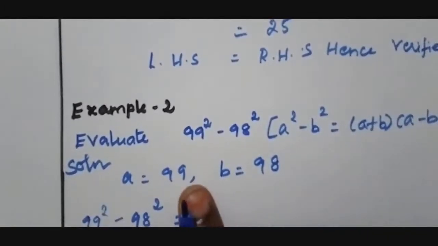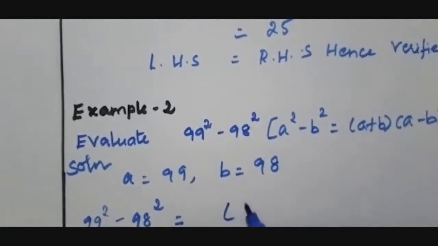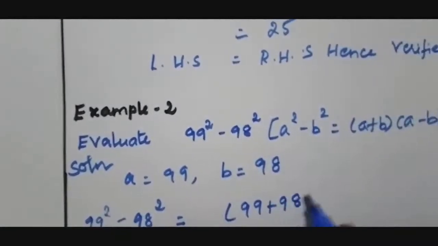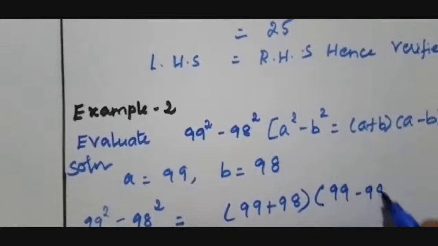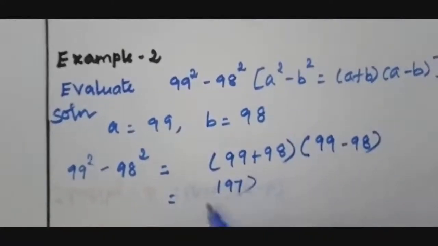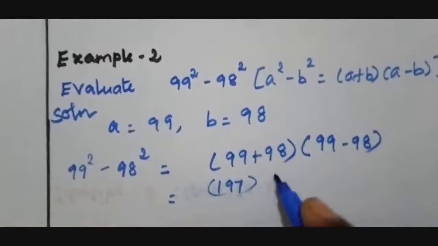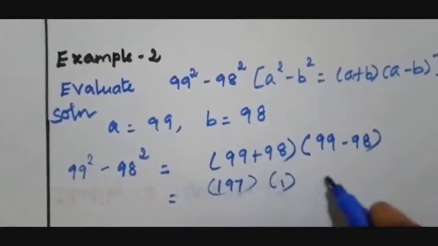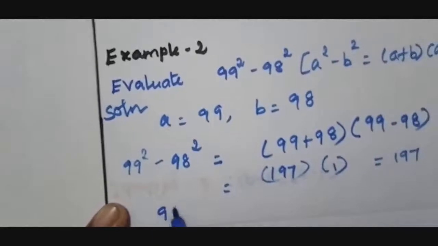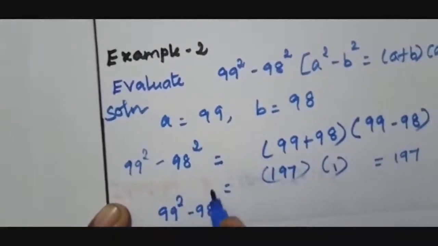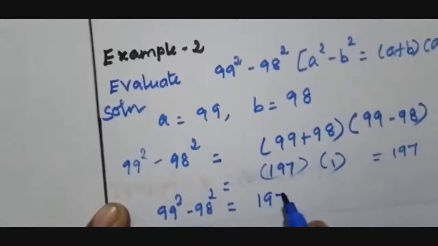So here a is 99 plus 98 into a minus b is 99 minus 98. 99 plus 98 is 197. 99 minus 98 is 1. 197 into 1 is 197. This bracket stands for multiplication. So you got the answer as 99 square minus 98 square, which is equal to 197.